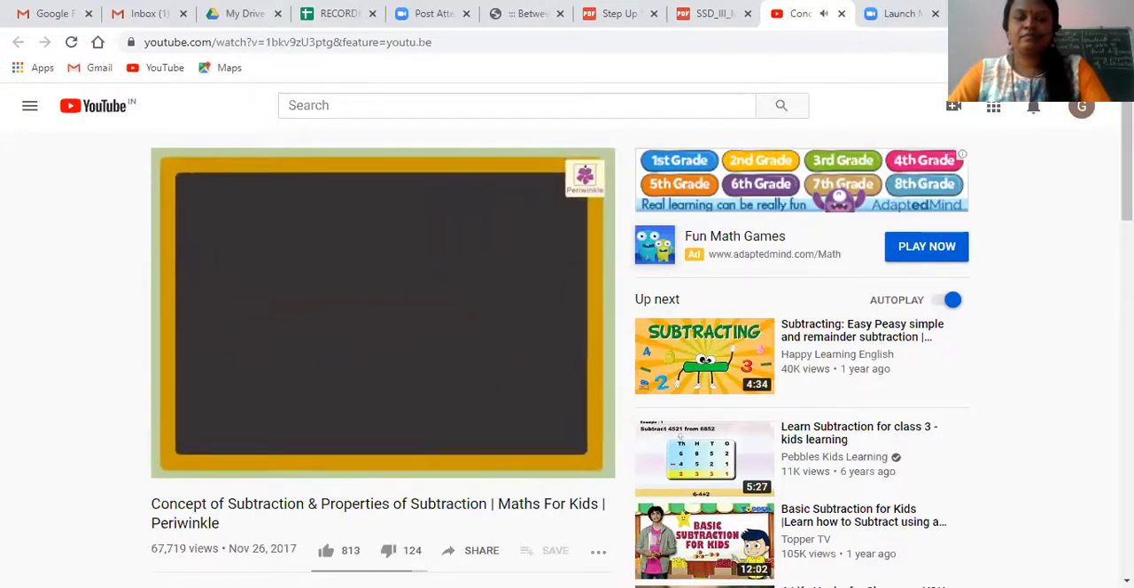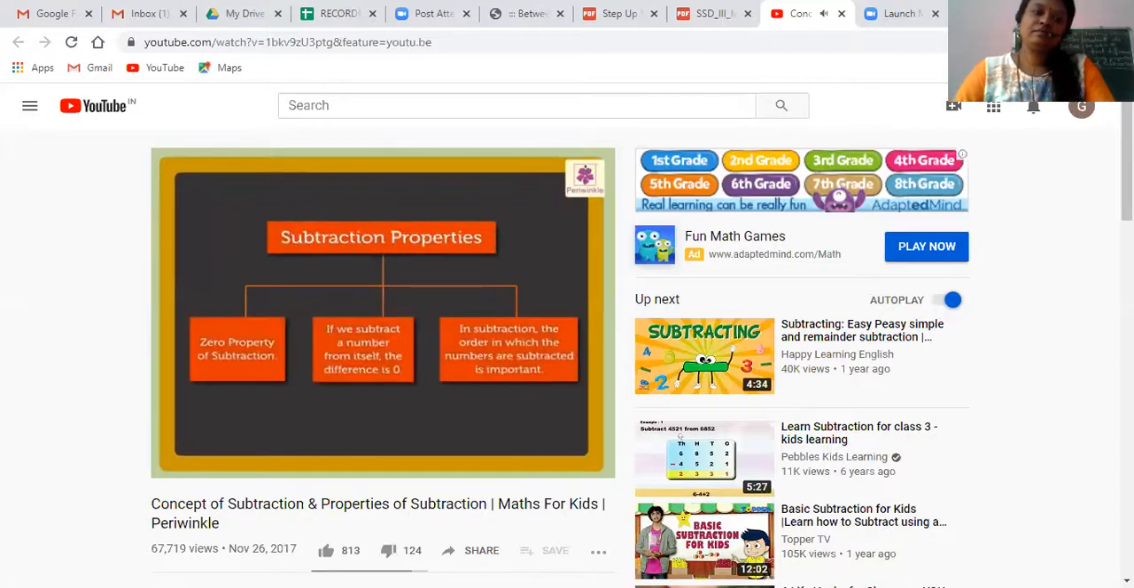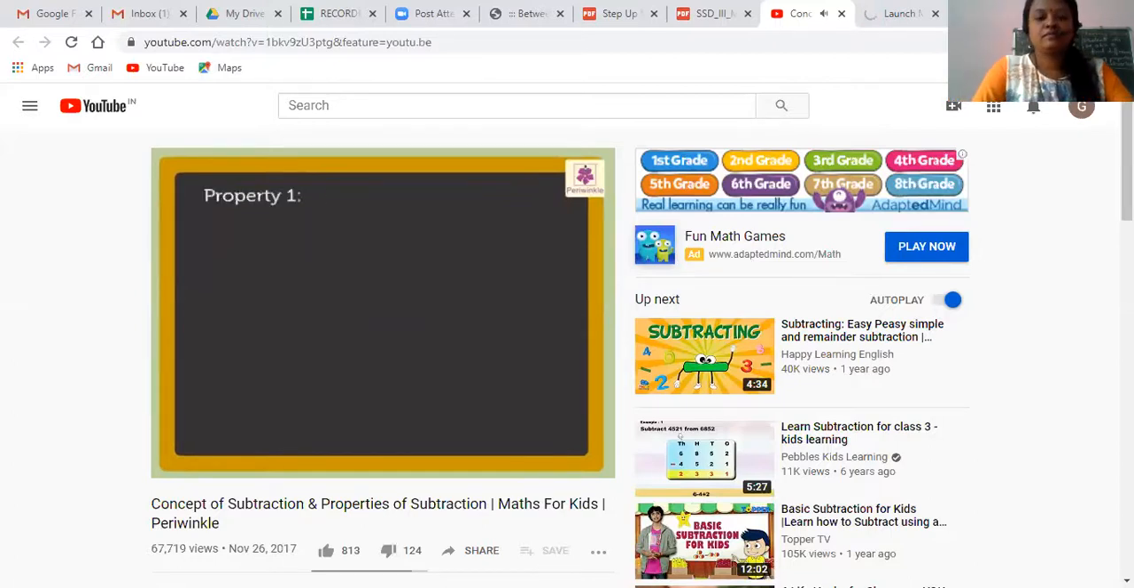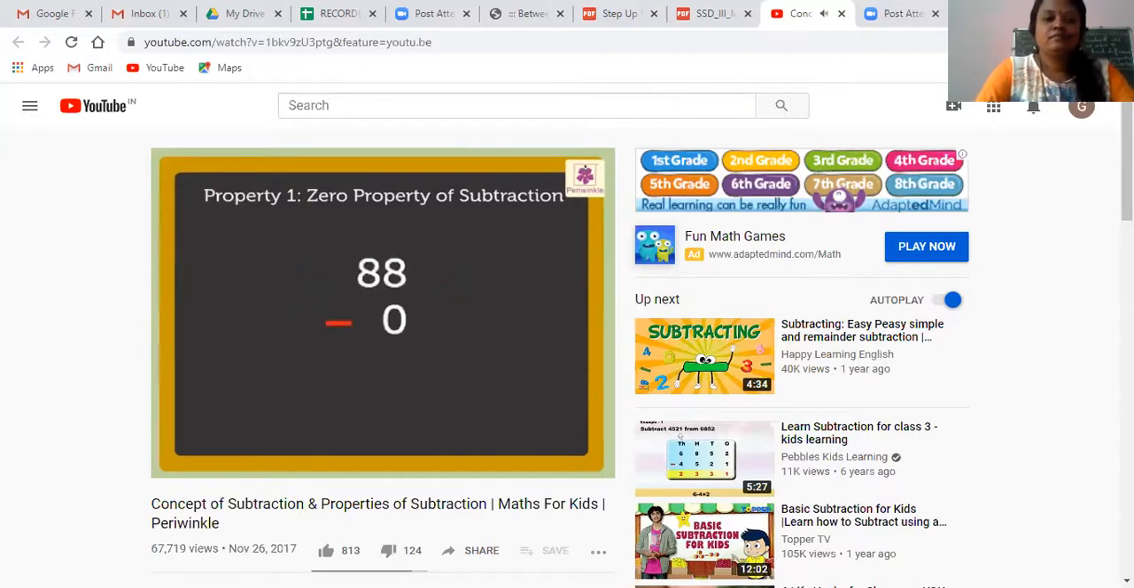Now, let us revise the subtraction properties. Property 1. Zero property of subtraction. In this property, 0 is always taken as the subtrahend. Let us take the numbers 88 and 0. When we subtract 0 from 88, we get the difference 88. This tells us that when we subtract 0 from a number, the difference will be the number itself.